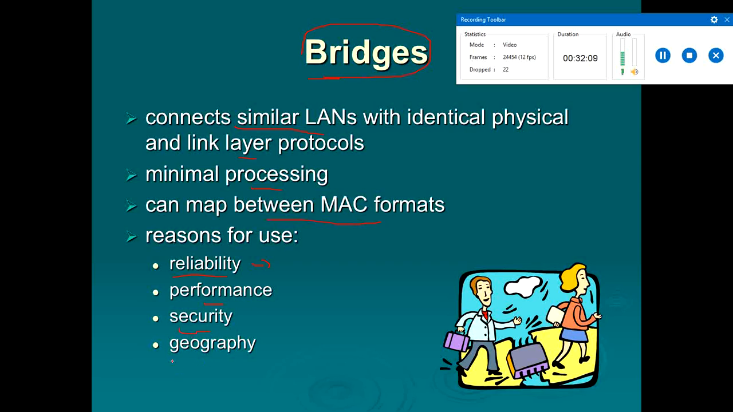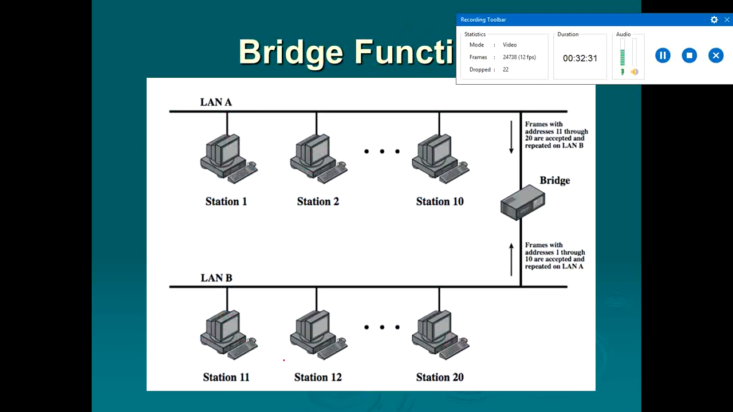The last one is geography. Two separate LANs are needed to support devices clustered in two geographically distant locations. Even in the case of two buildings separated by a highway, it may be easier to use a microwave bridge than to string a coaxial cable between the two buildings. So these are some of the advantages or reasons for using a bridge.